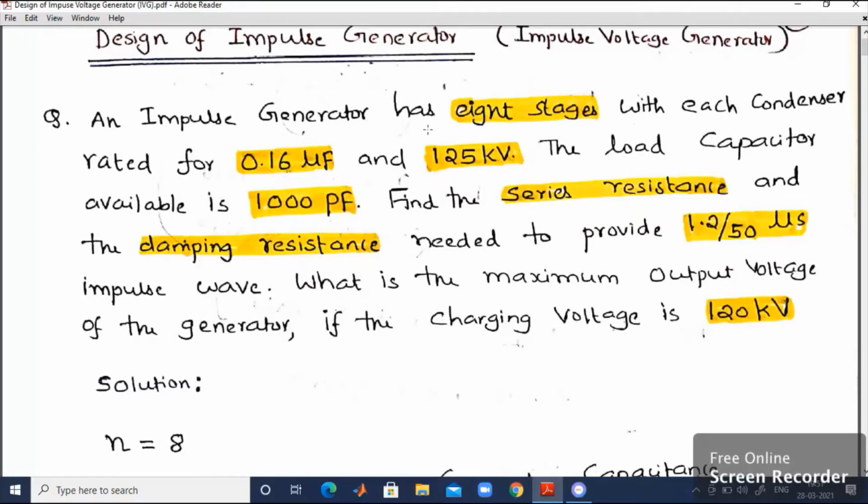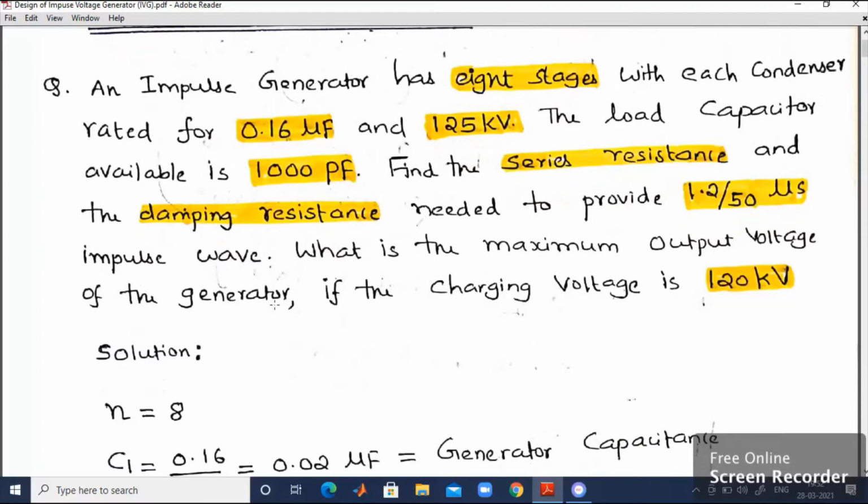An impulse generator has 8 stages with each condenser rated for 0.16 microfarad and 125 kilovolt. The load capacitor available is 1000 picofarad. Find the series resistance and the damping resistance needed to provide 1.2/50 microseconds impulse wave. What is the maximum output voltage of the generator if the charging voltage is 120 kV? First and foremost, better write the given data.